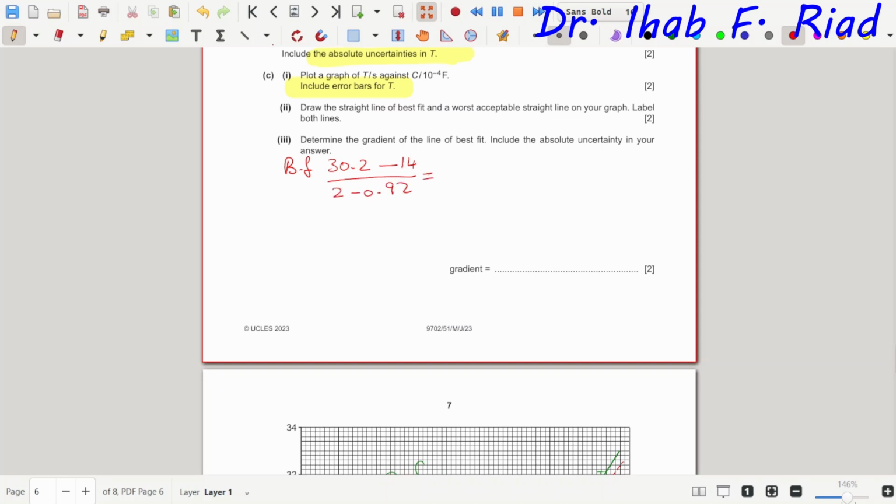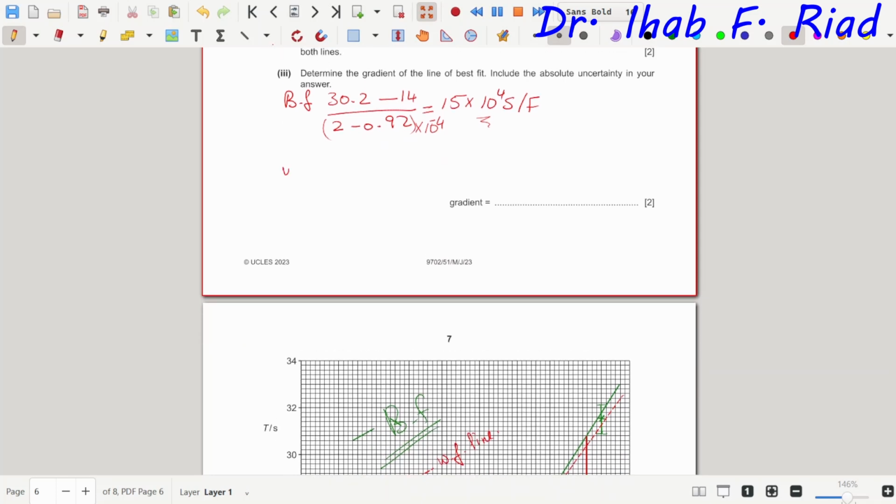If I do the math, it's going to get 15 times 10 to the 4 second per farad. Remember, from where did I get this 10 to the 4? It is from here, minus 4. Okay.